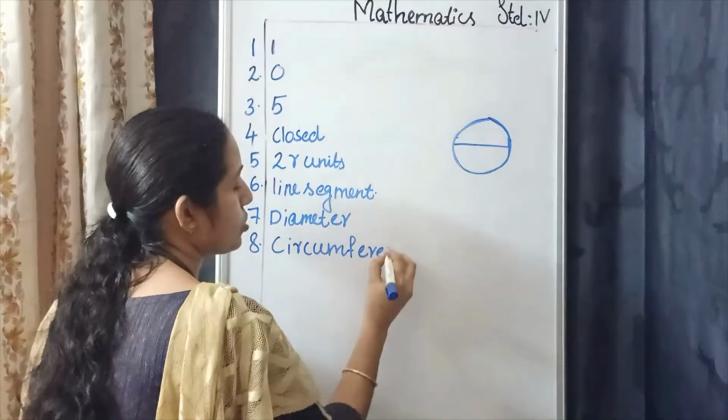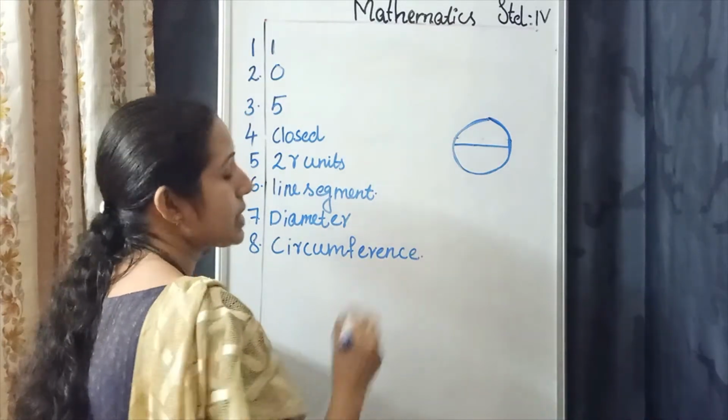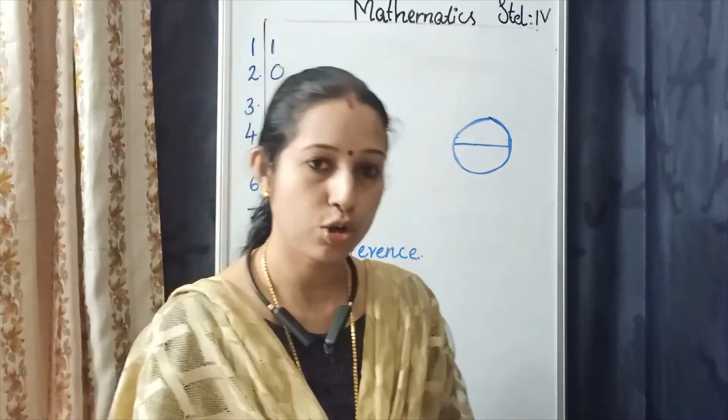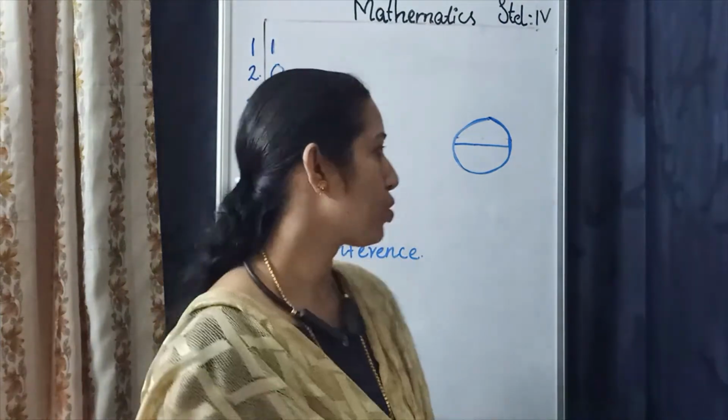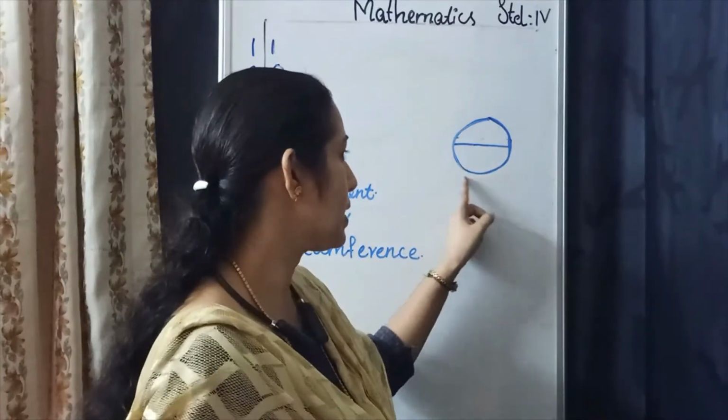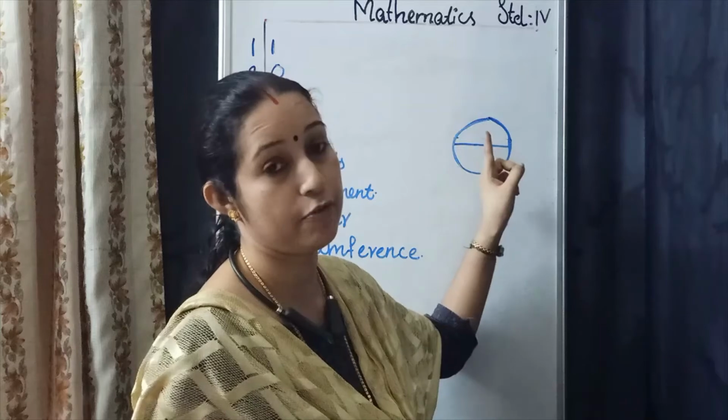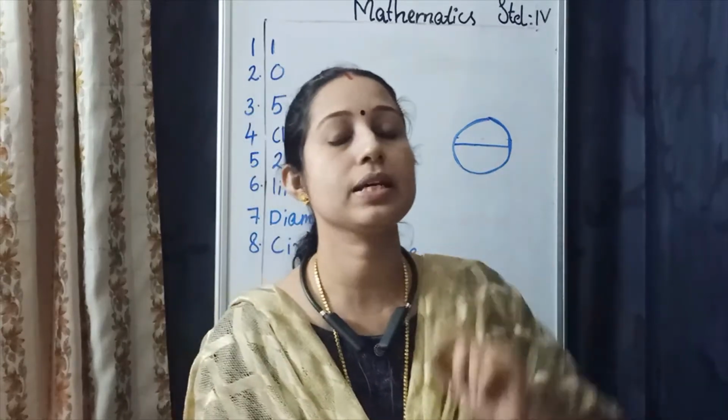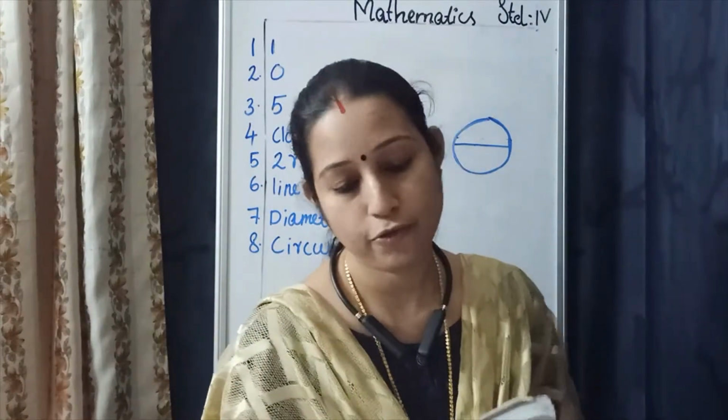Just to understand, the perimeter means the total length of a closed shape. So the total length of a circle is called the circumference. So the perimeter of a circle is called its circumference.